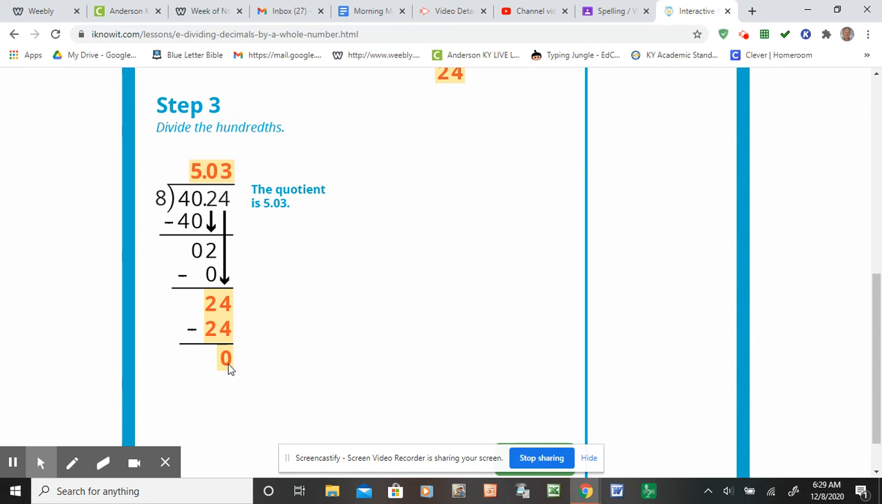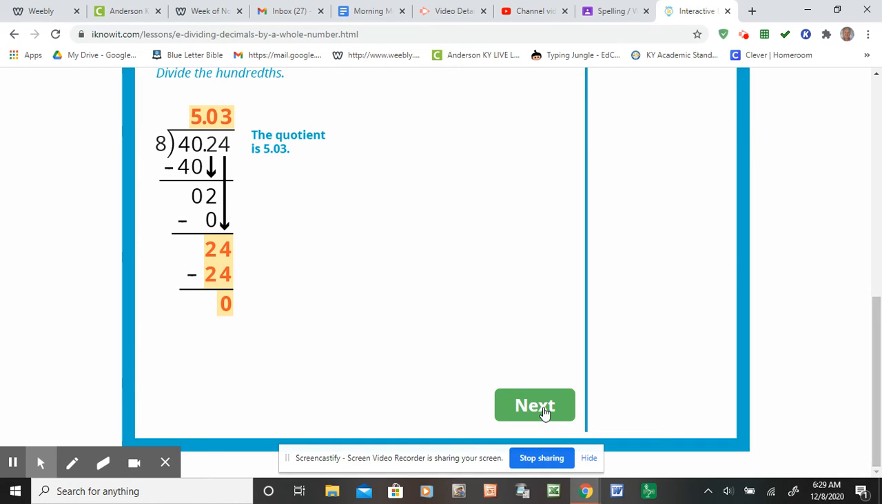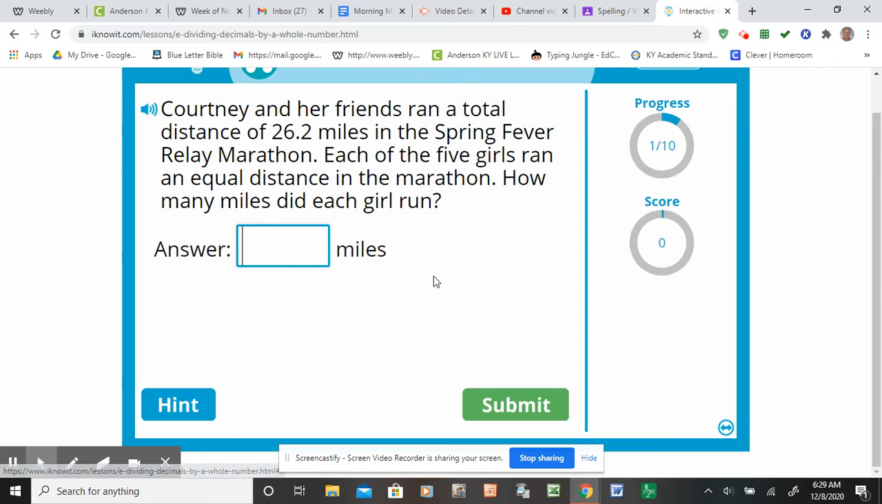And remember, when you're dividing with decimals, you always must have a remainder of 0. If you don't, you have to find a way to make your remainder 0. I'll show you that in a little bit. The quotient is 5 and 3 hundredths. That's the final answer. So basically, the difference between this and dividing a whole number is you just bring the decimal point straight up. That's all there is. Pretty simple, right? Let's try another one.